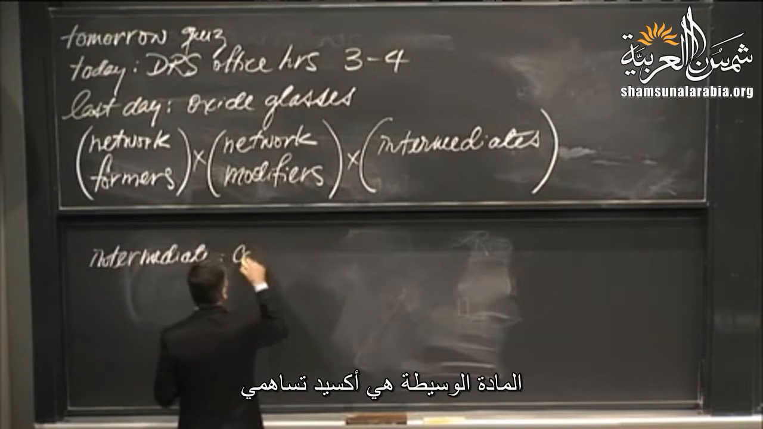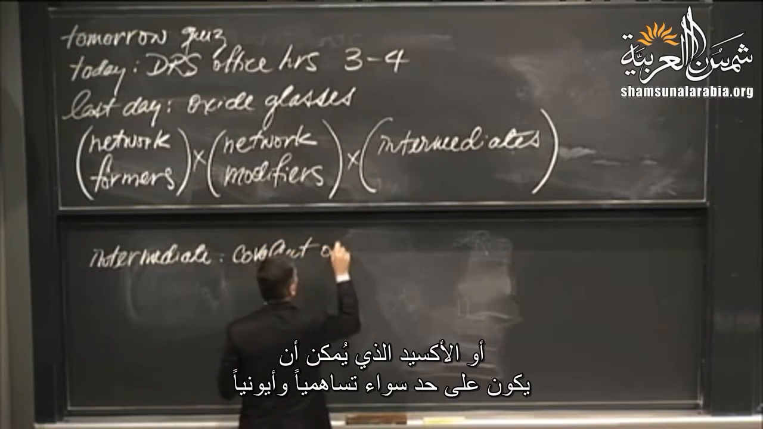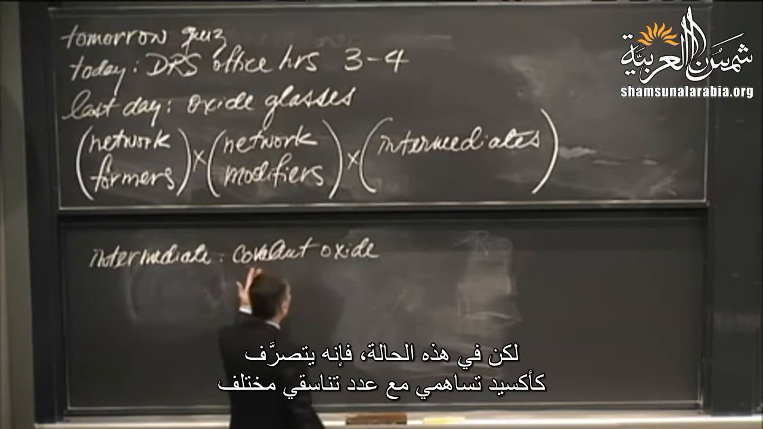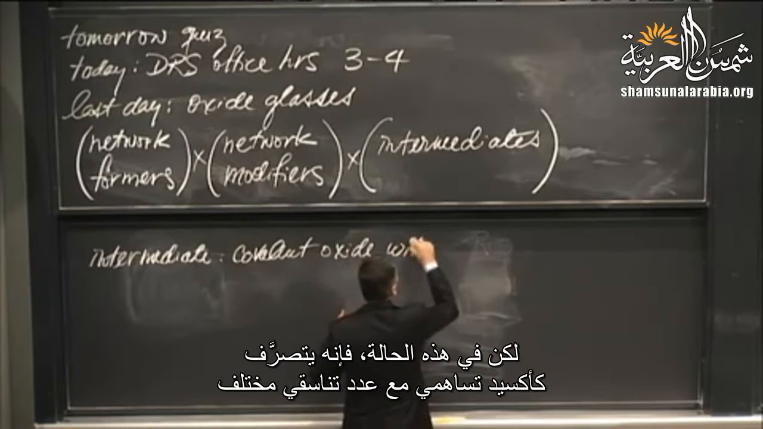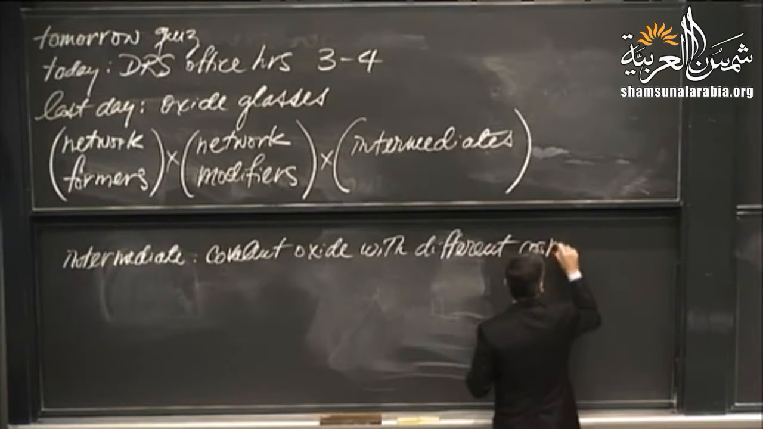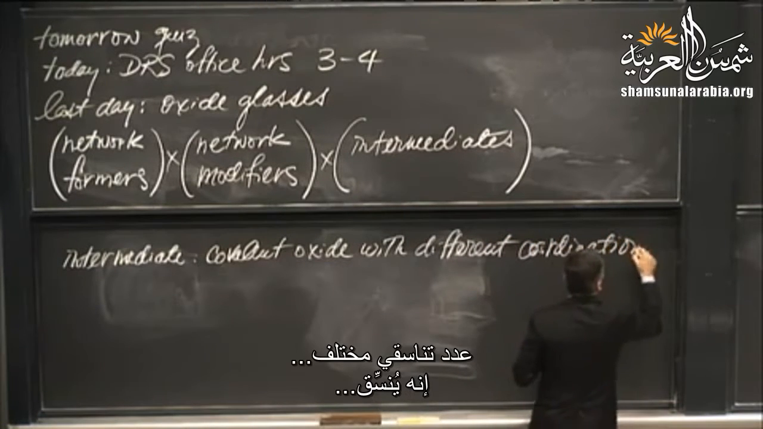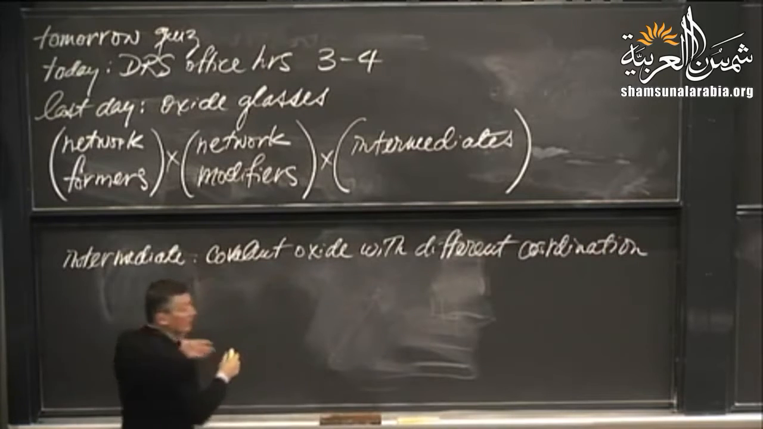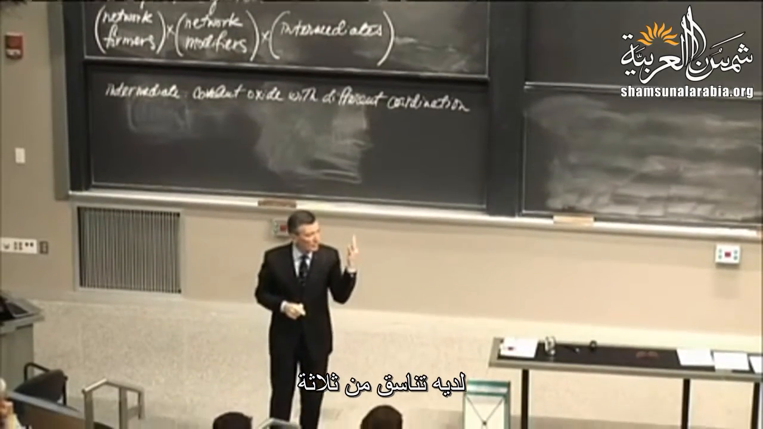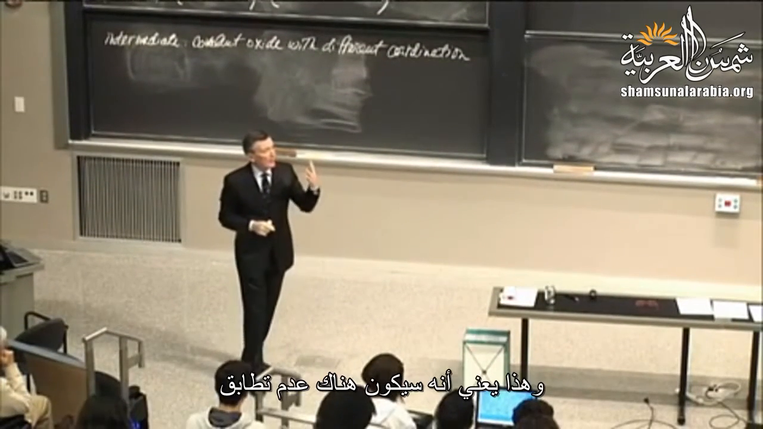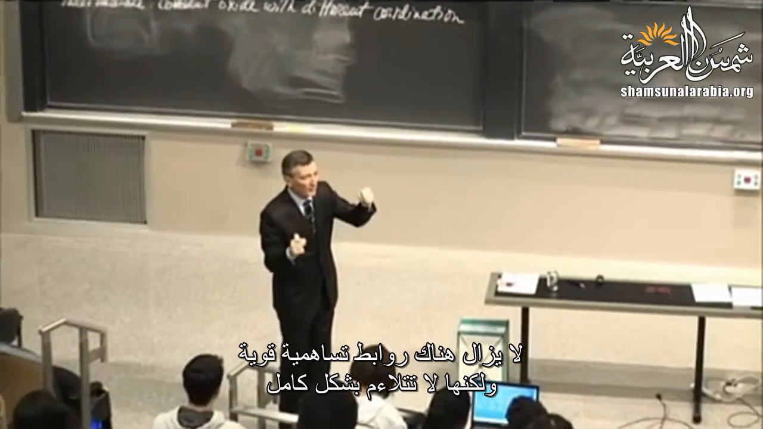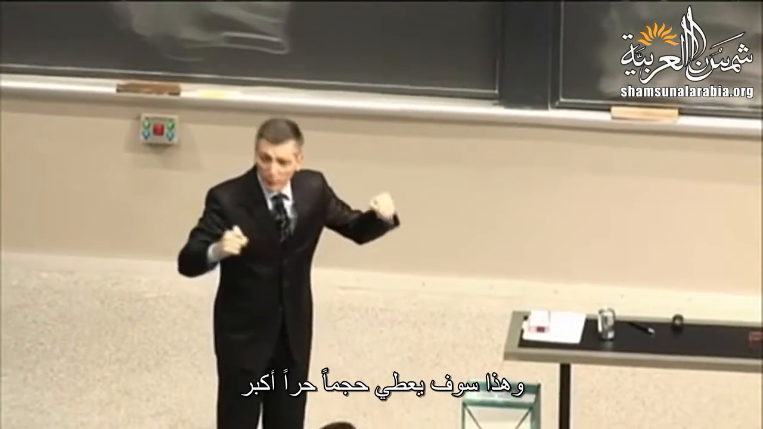An intermediate is a covalent oxide, or an oxide that can act as both covalent and ionic, but in this instance is acting as a covalent oxide with a different coordination number. What does that mean? Remember last day I showed you B2O3, borate glasses? They have a coordination of 3, whereas silicates have 4. And what that means is that there's going to be a mismatch. There's still strong covalent bonds, but they don't fit quite right, and that's going to give even more free volume.